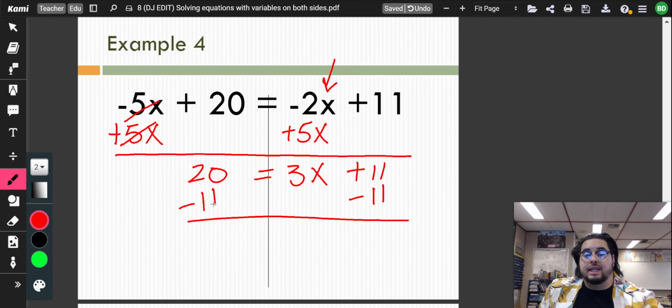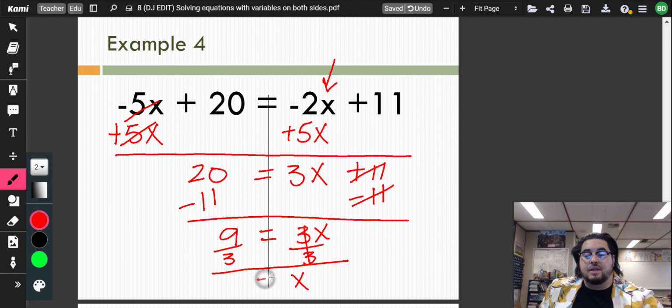20 take away 11 is going to leave us with positive 9. 3x comes down. The 11 and negative 11 cancel out. I'm going to divide both sides by 3. And my final answer is x is equal to 9 divided by 3, which is positive 3.